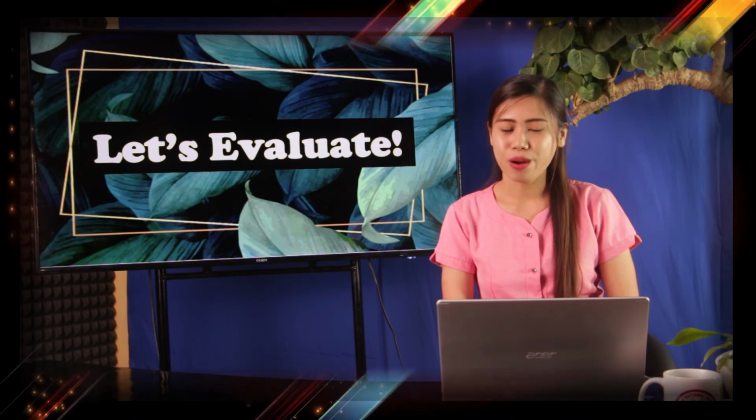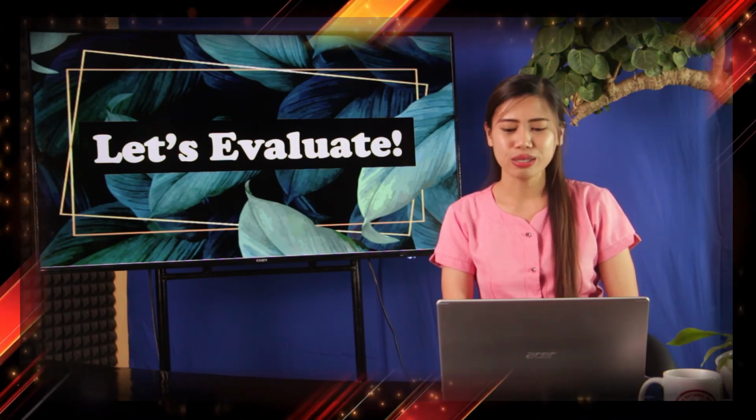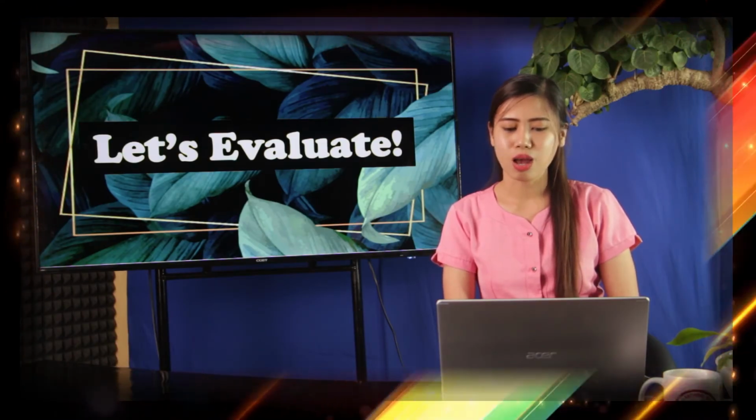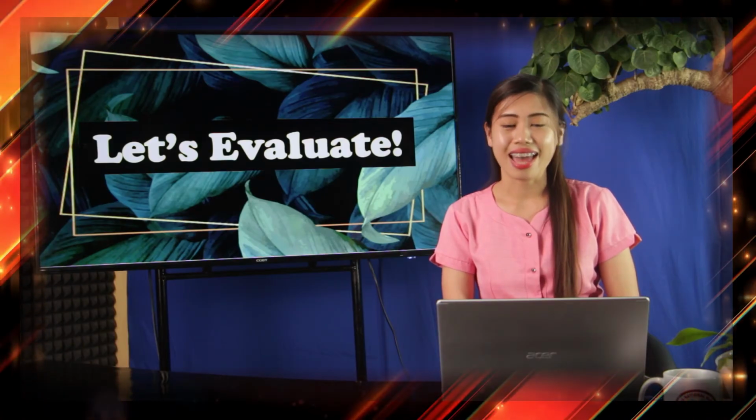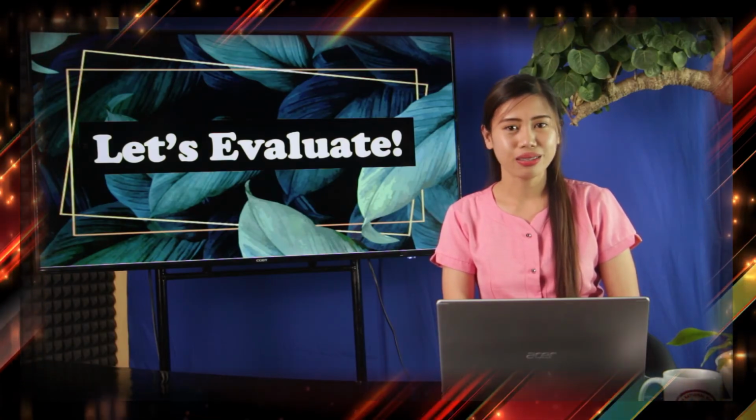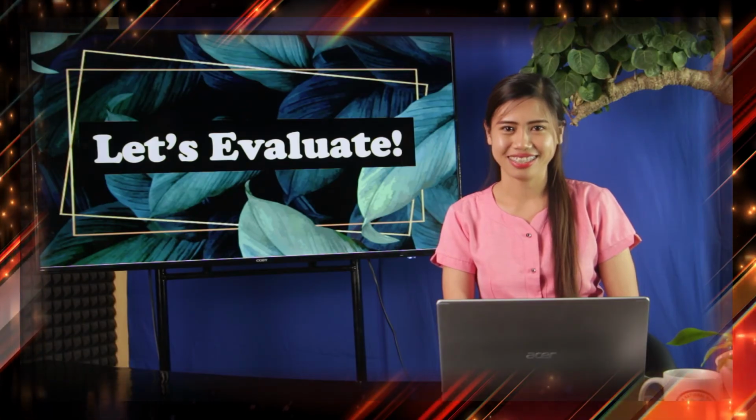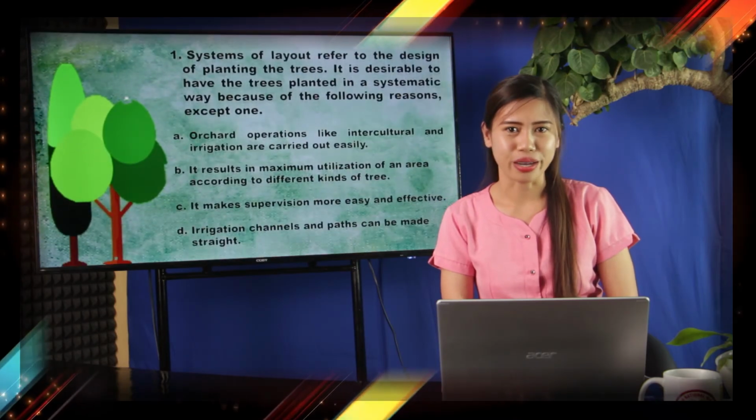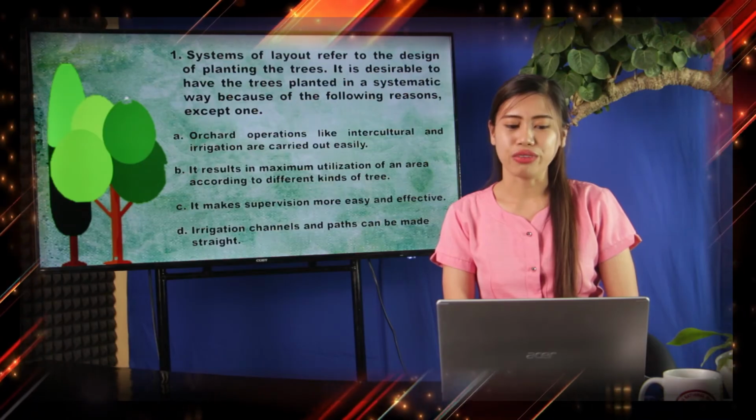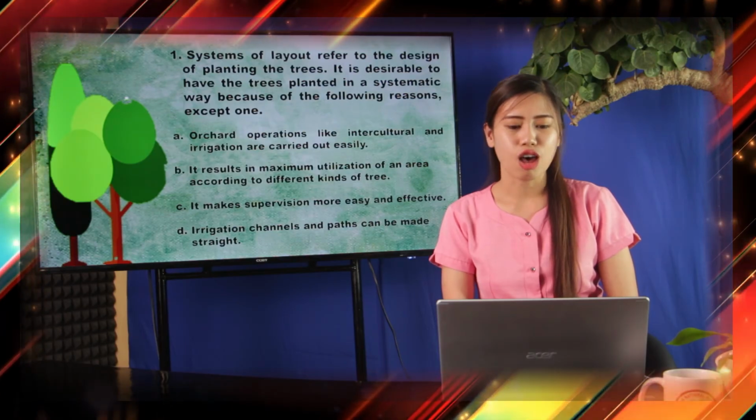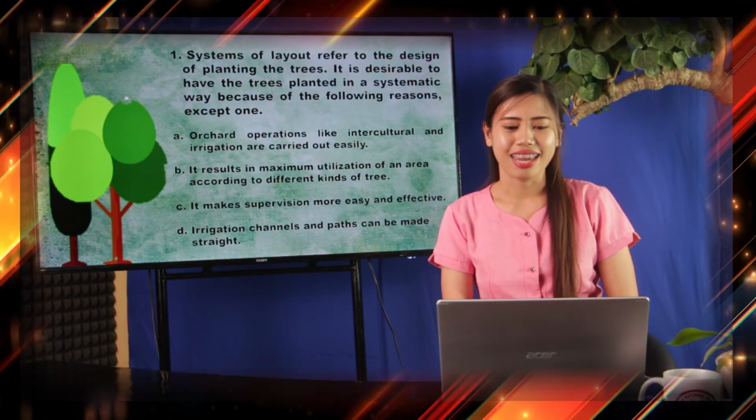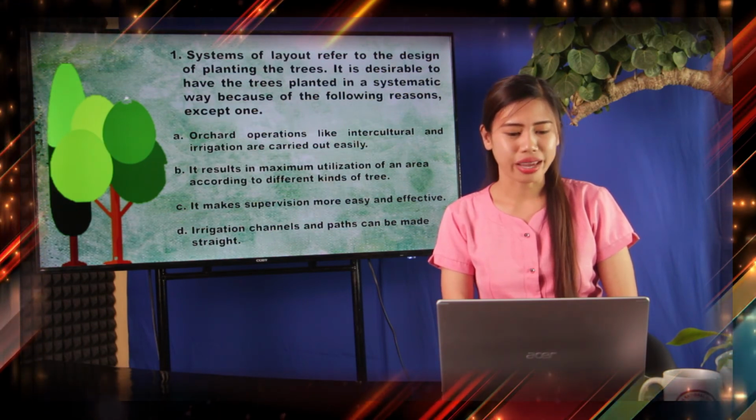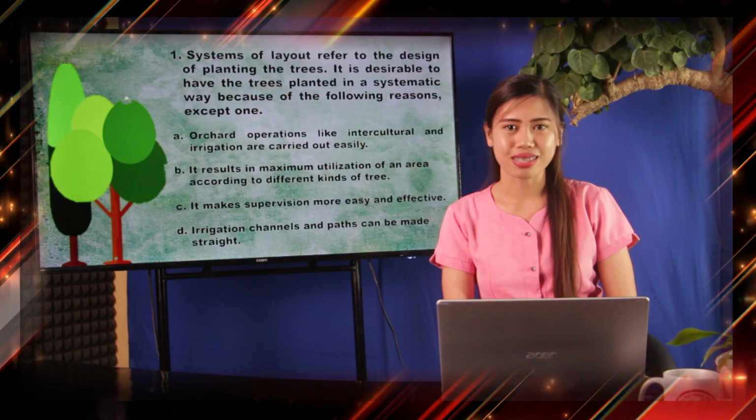Now, at this point, let us evaluate what you learned today by also answering the following questions. You may write your answers on a piece of paper. At the end of the questions, I will reveal the correct answers. Let's start. Number 1. Systems of layout refers to the design of planting the trees. It is desirable to have the trees planted in a systematic way because of the following reasons except one.